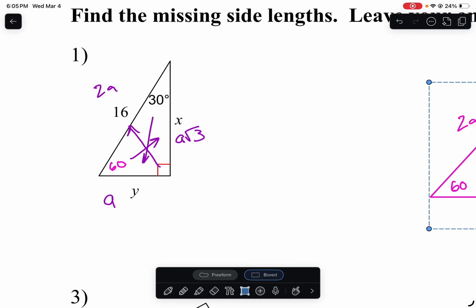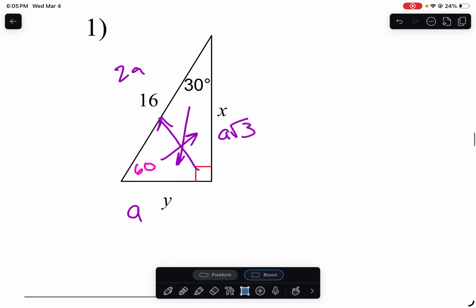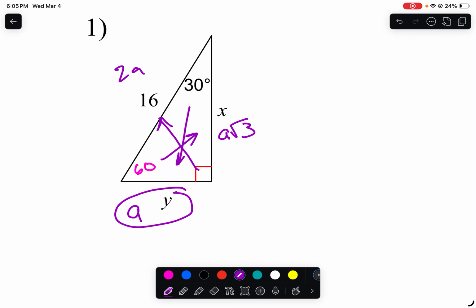So whenever you are doing these, make sure you label all of your sides. Then once you have all of your sides labeled, what I always recommend doing is thinking, okay, did they give me my A or do I need to work to find my A? All right, if they gave you the side across from 30, that means that they gave you your A, and you don't have to find it. You already know what it is. If they gave you any other side, you're going to have to work a little bit to find your A.